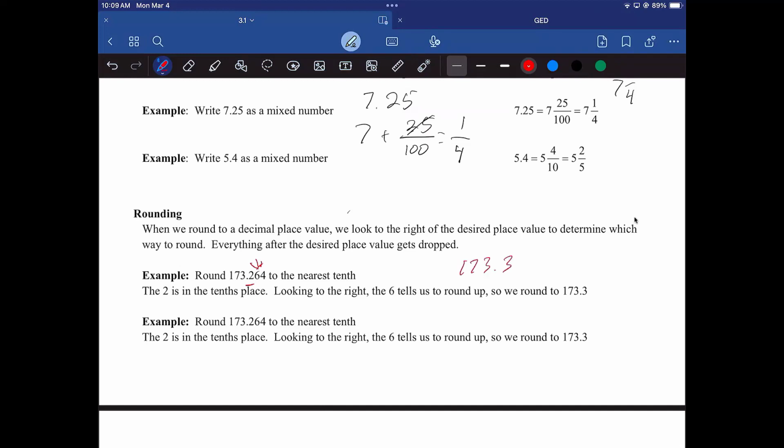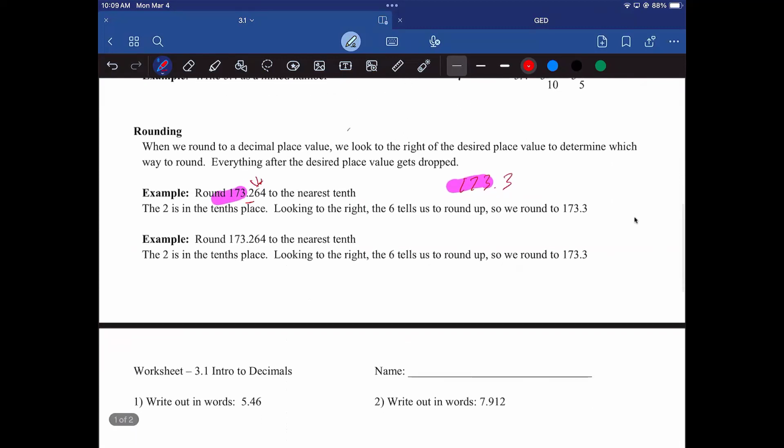I just copy down this number as it is, making no changes. And that follows along. The only number that will change is the one I've underlined, and it'll either stay the same or go up by 1, depending on what number is to the right of it. So next we have the same number to the 10th. That looks like the same thing.